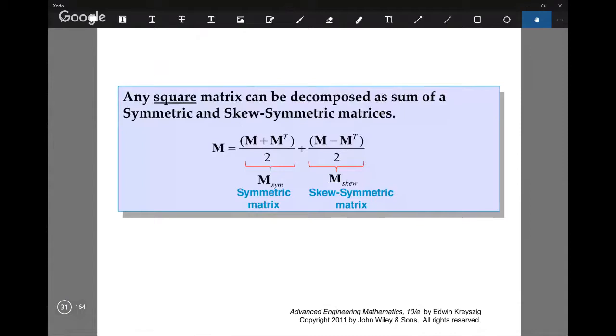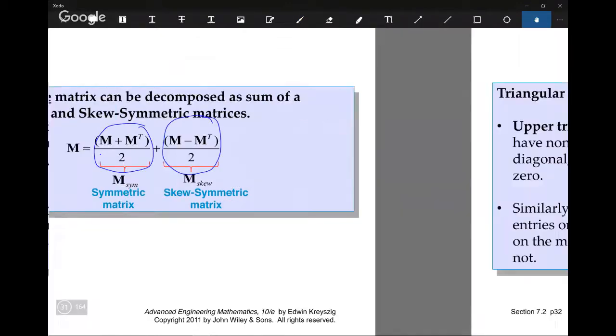There's a property which we'll ask you to prove at some point. Any square matrix can be written as a sum of a symmetric matrix and a skew-symmetric matrix. It requires proof, but it can be shown that (M + M^T)/2 is a symmetric matrix, and (M - M^T)/2 is a skew-symmetric matrix.